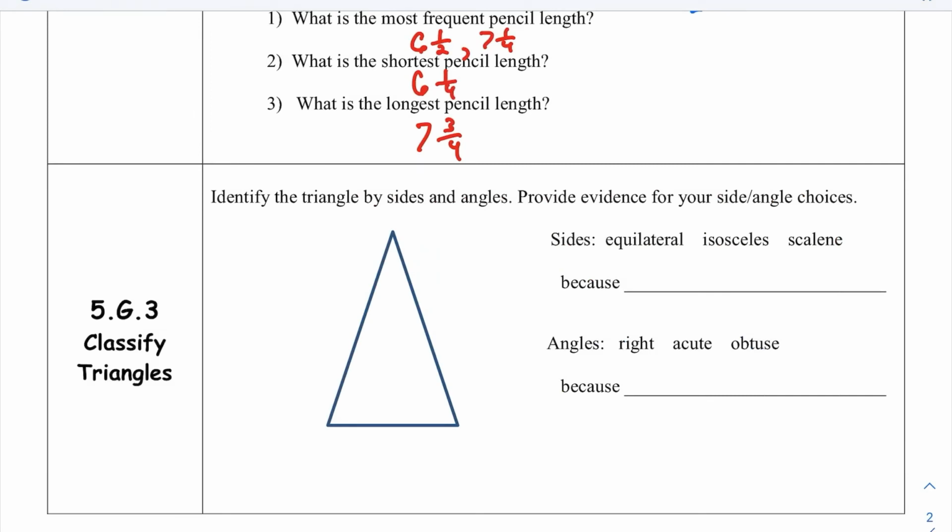Identify the triangle by sides and angles. Provide evidence for your side angle choices. So it says sides, equilateral. That would be all 3 of identical length. Isosceles, 2 or more of identical length. And scalene, where all 3 are of different lengths.